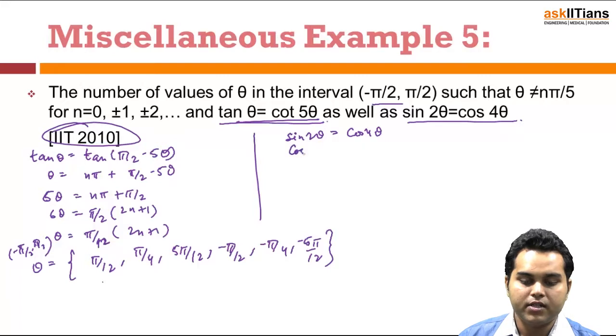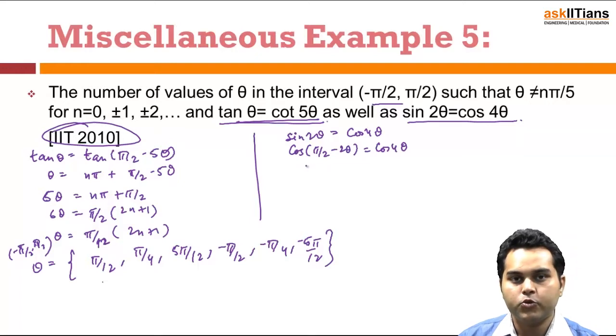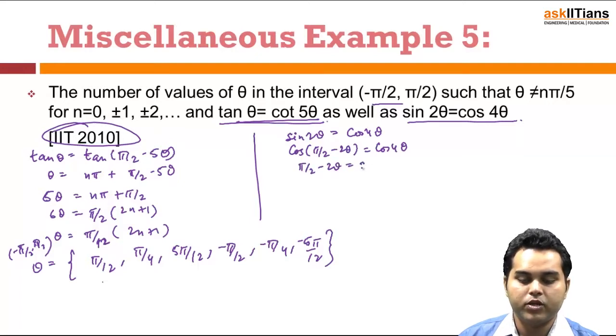So sin 2 theta can be written as cos of (pi by 2 minus 2 theta), which is equal to cos of 4 theta. This is of the form cos theta is equal to cos alpha, to which the general solution is theta equal to 2n pi plus minus alpha. So here, pi by 2 minus 2 theta is equal to 2n pi plus minus 4 theta. I am rewriting it by just rearranging the terms, separating the theta values on one side only.